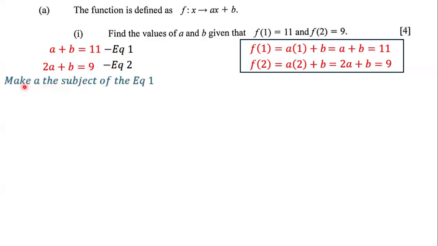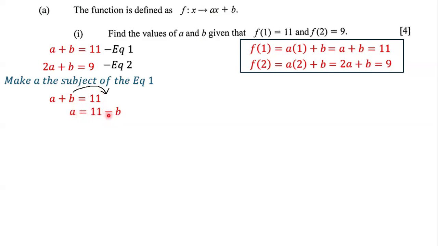Our first step is to make a the subject of equation 1. How are we going to do that? Well, we're going to take b and send it over the equal sign. And so we have a is equal to 11 minus b. We send b over, and this is 11 minus b.